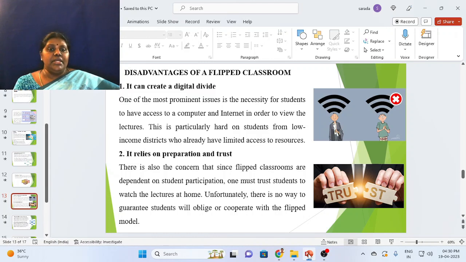Next disadvantage is it relies on preparation and trust. There is also the concern that since flipped classrooms are dependent on students' participation, one must trust students to watch the lectures at home. Unfortunately, there is no way to guarantee students will oblige or cooperate with the flipped model.